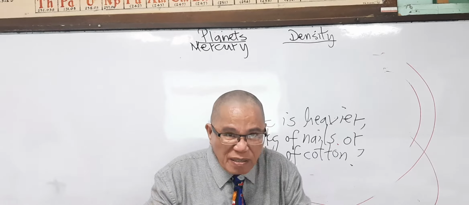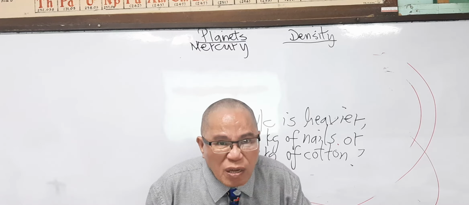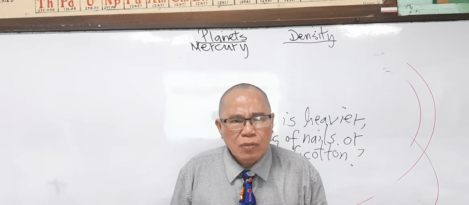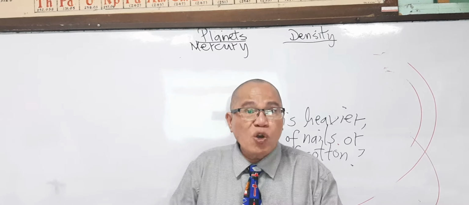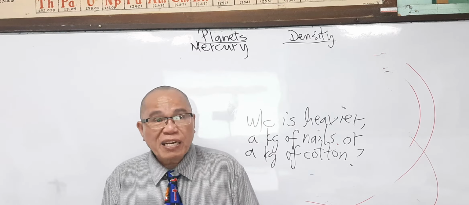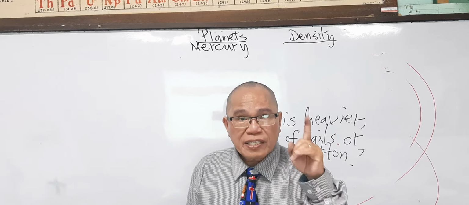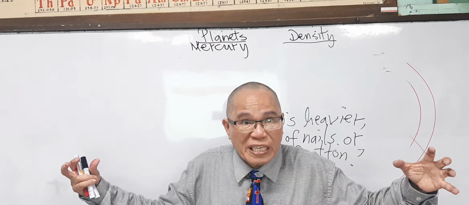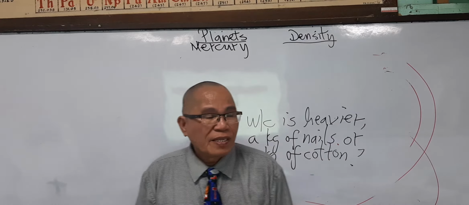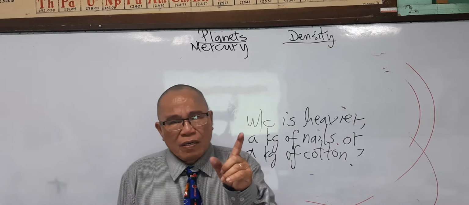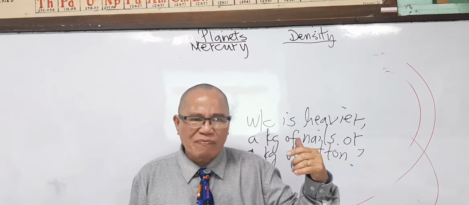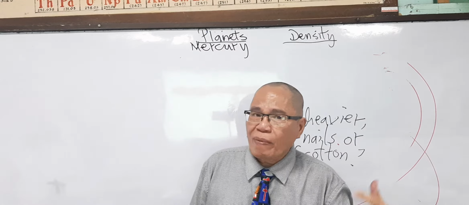Cotton as cotton, not the cotton that is compressed. You have several baskets of cotton to constitute 1 kilogram. You have more cotton than nails in terms of volume. Why? Cotton has smaller density. You need more cotton to constitute 1 kilogram. So we are talking of density. Cotton has a density that is very, very small compared to nails made of iron.